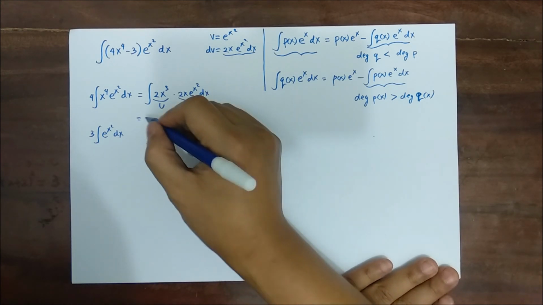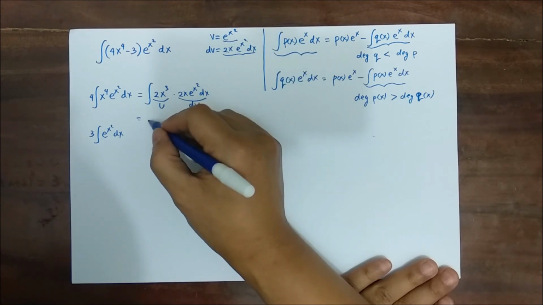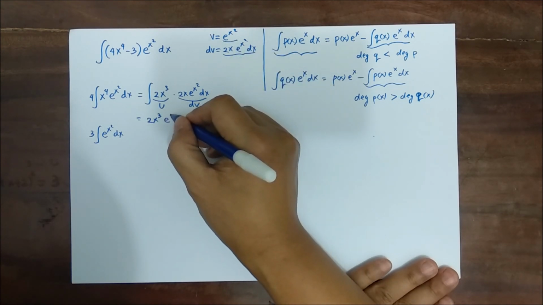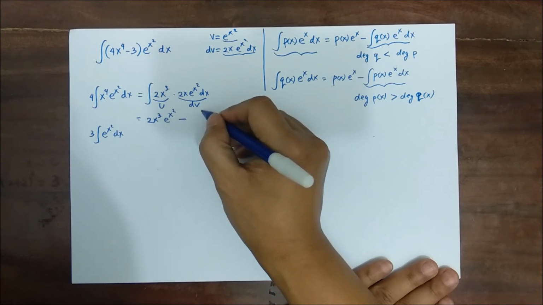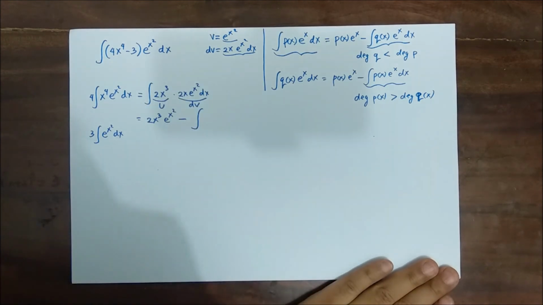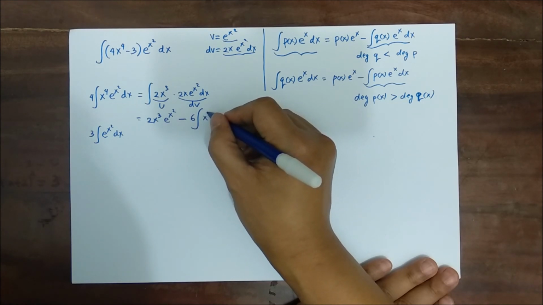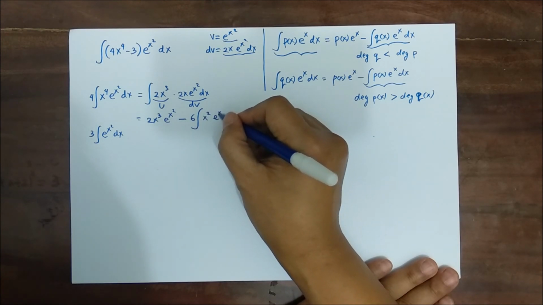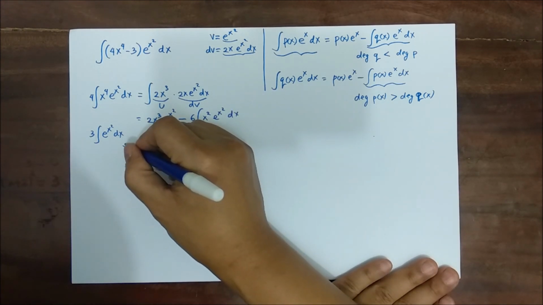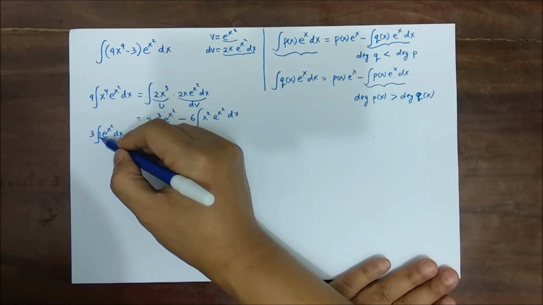So according to partial integral, we have u times v. Remember, the u is this guy, 2x cubed, and then v is e to the power x squared, minus the integral of v du. So the derivative of u is 6x squared, so it becomes minus the integral of 6x squared e to the power of x squared dx.